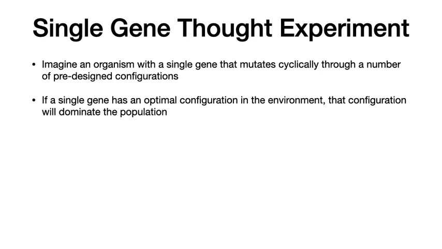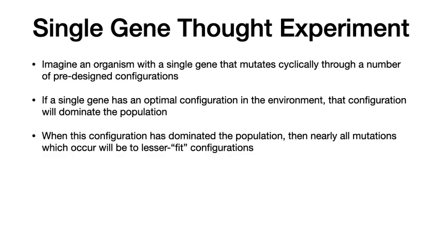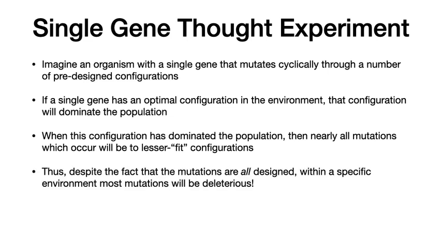That has an interesting byproduct: once it has dominated the population, pretty much all mutations go from that optimal configuration to one of the other ones. So all the mutations from that point will be deleterious and lesser fit. Despite the fact that all the mutations are designed, if an organism stays in a specific environment for a long time, most mutations are going to be deleterious.